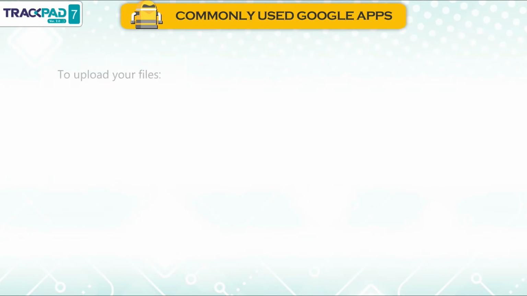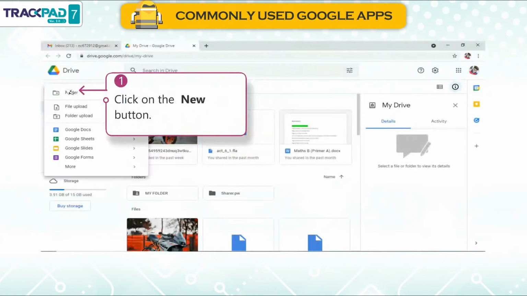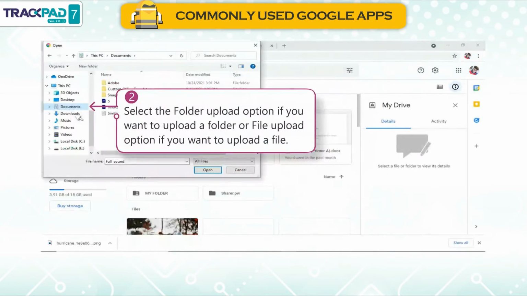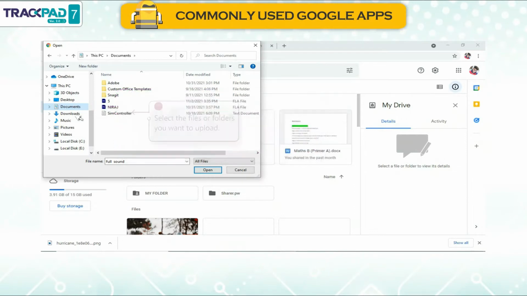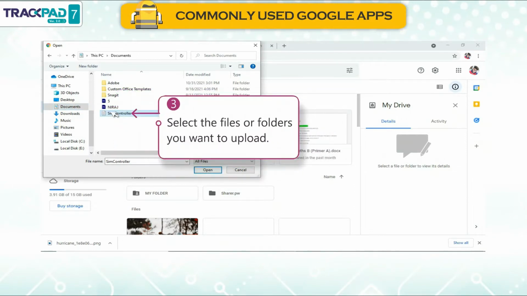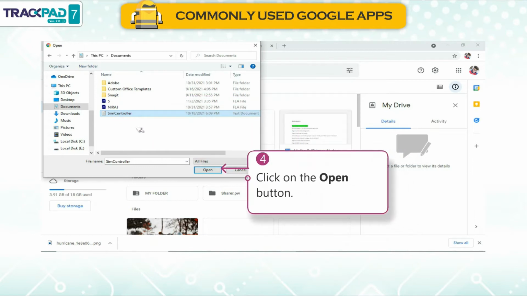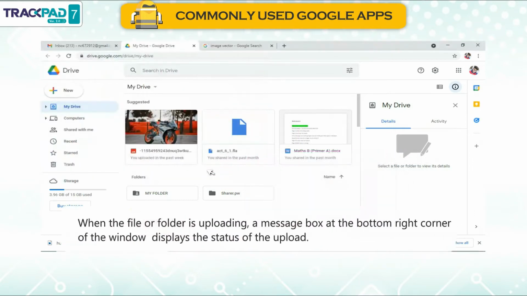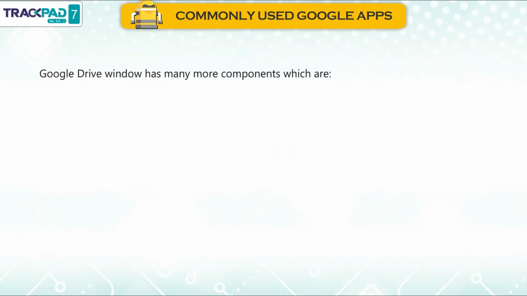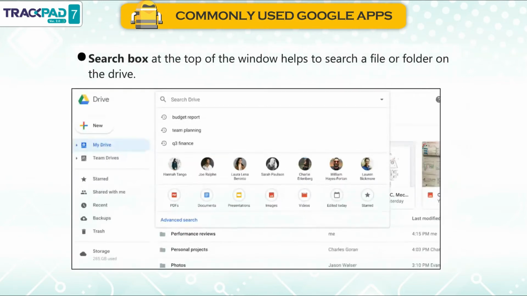To upload your files, first click on the New button. Second, select the Folder Upload option if you want to upload a folder or File Upload option if you want to upload a file. Third, select the files or folders you want to upload. Fourth, click on the Open button. When the file or folder is uploading, a message box at the bottom right corner of the window displays the status of the upload.